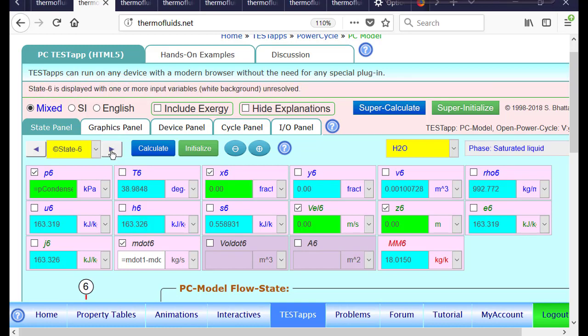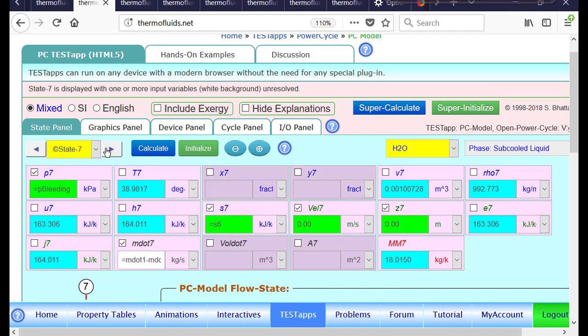State 6 is again the condenser exit, so therefore the quality of steam is going to be 0. Saturated liquid, pressure is condenser pressure. Again, the mass flow rate is the same as the difference between the total mass flow rate and the bled mass flow rate.